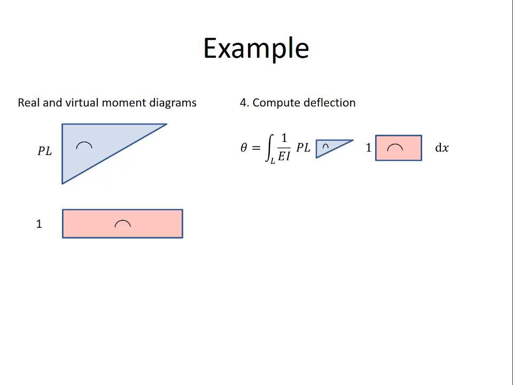To evaluate the integral, we'll use the graphical approach. We have the following terms. The 1 over EI remains where it is. We have the factor of 1/2 for a triangle times a rectangle, PL for the height of the triangle, 1 for the height of the rectangle, and L, which is the common base for both figures. All that we have to do now is to simplify to get that the rotation is PL squared over 2EI.